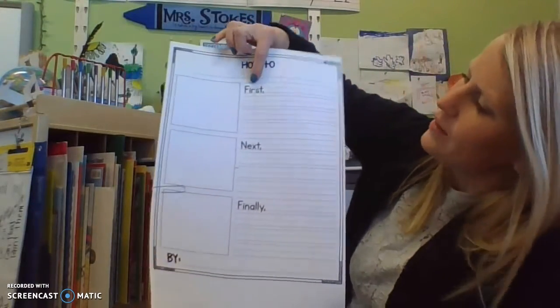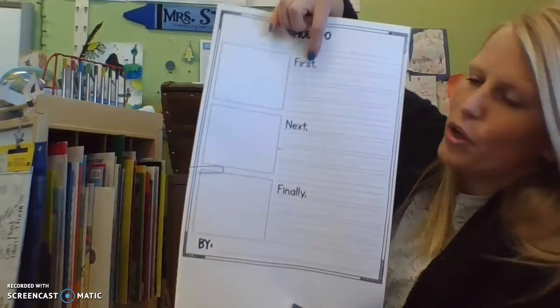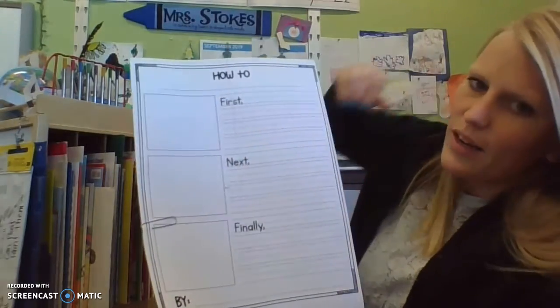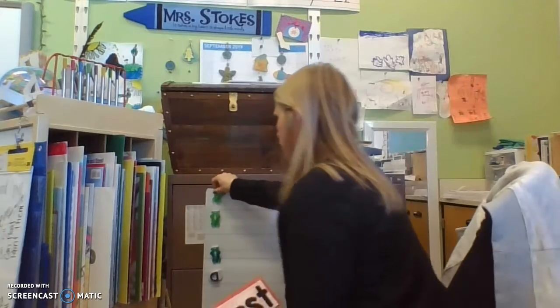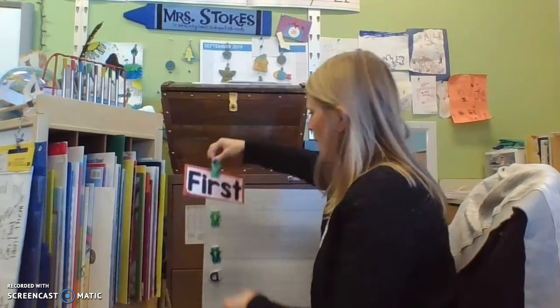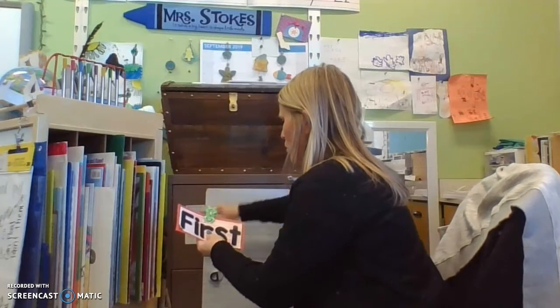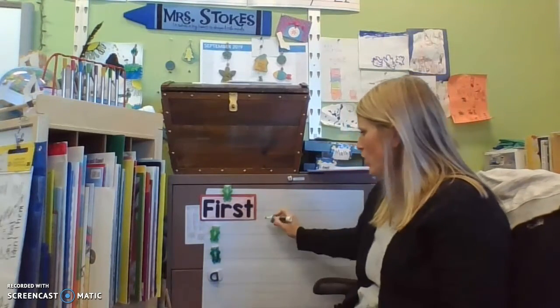Now you might notice that there are some special words that are already on your paper. First, next, and finally. I'm going to add one more. These are called transition words. So we always start with the word first when we're doing our how-to piece of writing, right? That lets me know this is the first step. After I write the word first, I use a special mark called a comma. So a comma looks like this. So I write my first transition word and then I put a comma and then I write my steps.